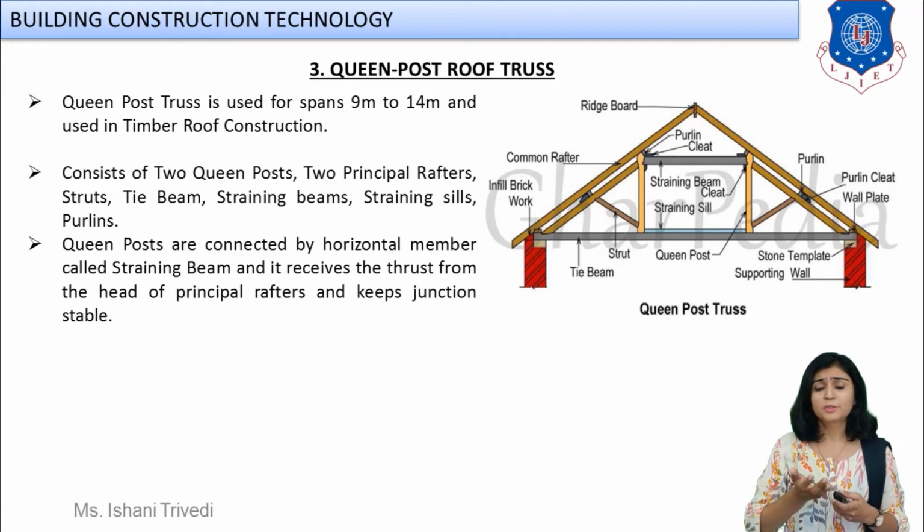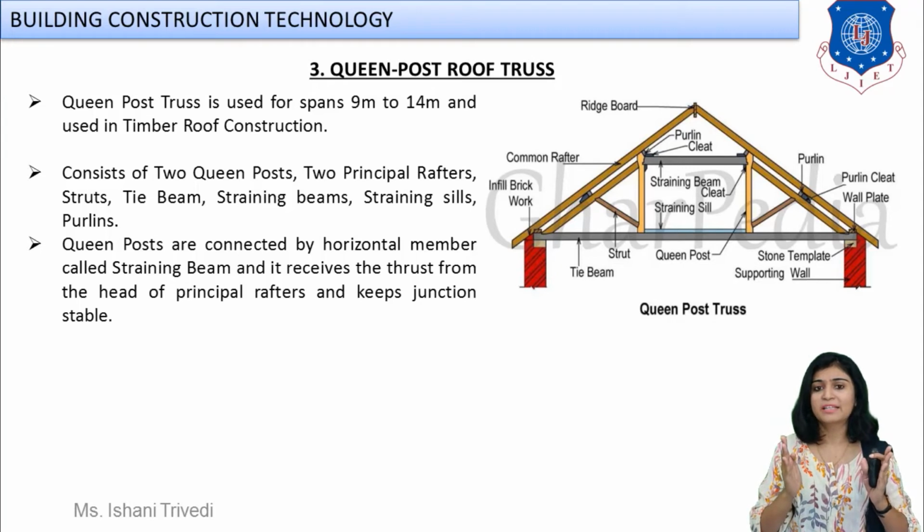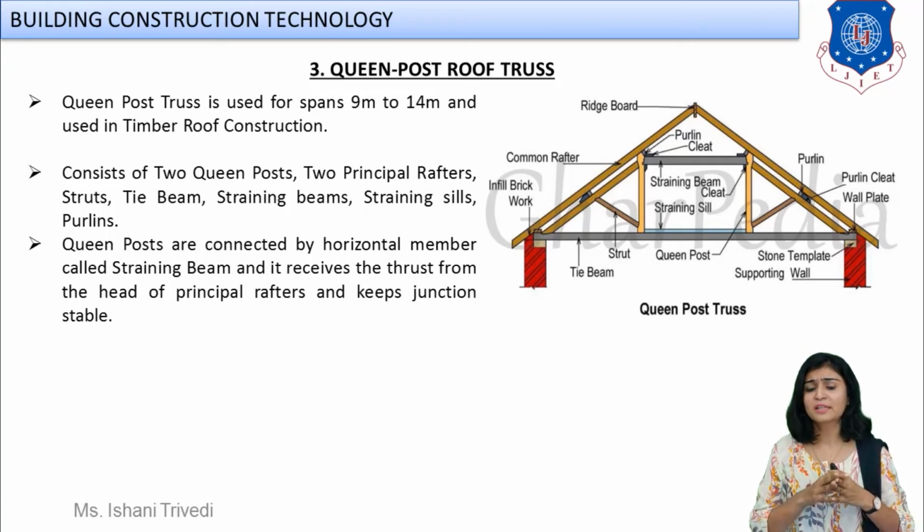What can be the specific reason that you are providing this type of truss? Obviously the span. Here the span is increasing, right? From 9 meter to 14 meter span, you can provide queen post truss because this is going to provide more stability as compared to the king post construction.